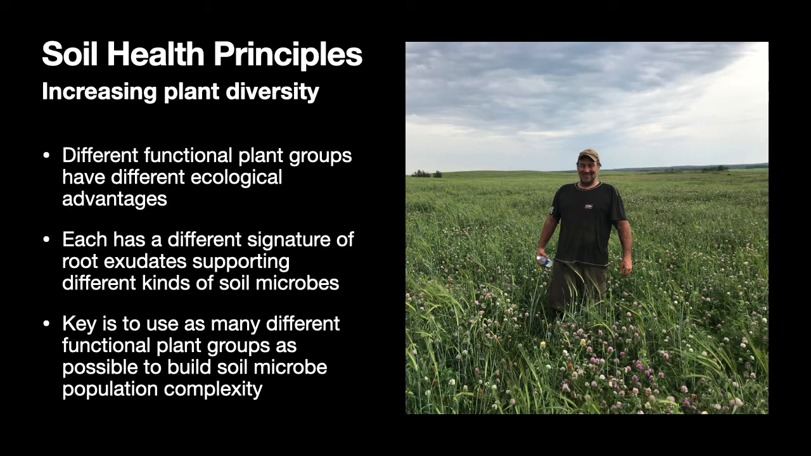So the key is to use as many functional plant groups as possible to build that soil microbe population complexity in our system. When we start getting that, the rest of it starts falling into place. And this is where Dr. Christine Jones talks about the microbe quorum. Basically, once we start getting 6 to 9 species in these mixes, this is when the magic happens, when we start seeing some big jumps in both production and soil health.